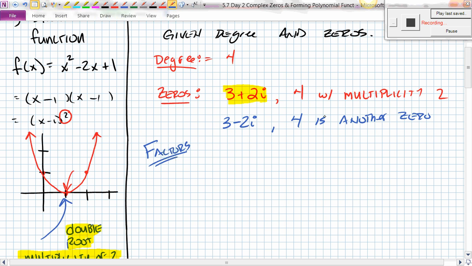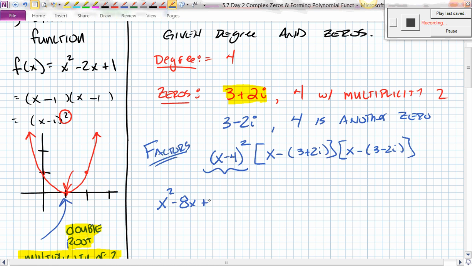So here's what we're going to do. Since I know 4 is a 0, I know that x minus 4 is a factor. But since 4 happens twice, I know that this is just x minus 4 squared. Then I have my complex zeros. Since 3 plus 2i is a 0, then I know that x minus the quantity 3 plus 2i is a factor. And likewise, x minus the quantity 3 minus 2i is another factor. So I'm going to go ahead and focus on this piece for right now. That's pretty easy. That's going to be x squared minus 8x plus 16. So I'm going to put that off to the side. All this stuff in yellow, when you square that out, becomes this stuff.